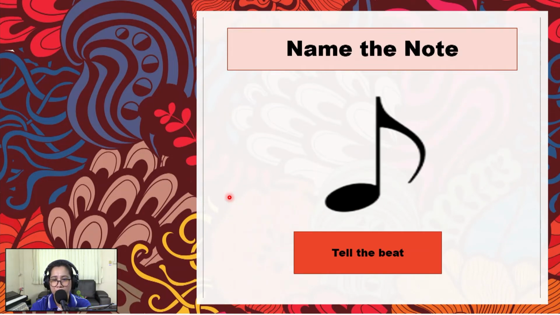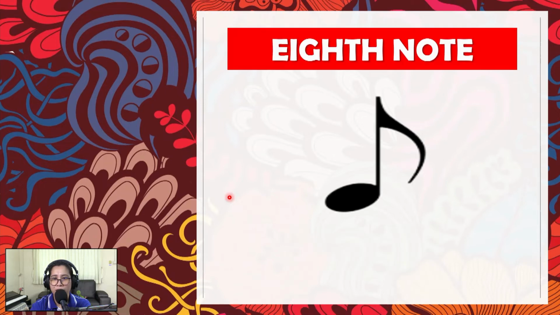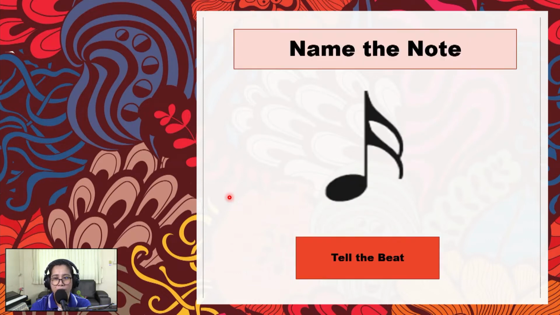Next. Name this note and tell the beat. 5 seconds to do it before I do the answer reveal. 1, 2, 3, 4, 5. The answer is an eighth note. Eighth note has how many beats? It has only a half beat. Eighth note, 1/2 beat. Moving on, next, this one. Name this note and tell the beat. I'm giving you 5 seconds to give your answer.